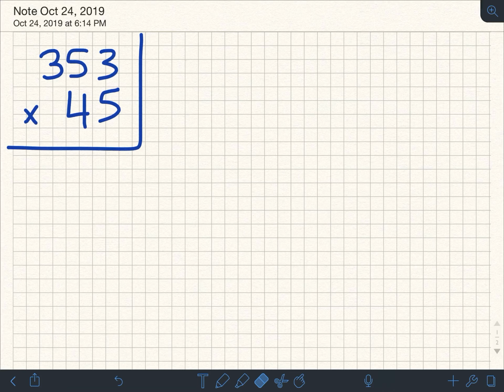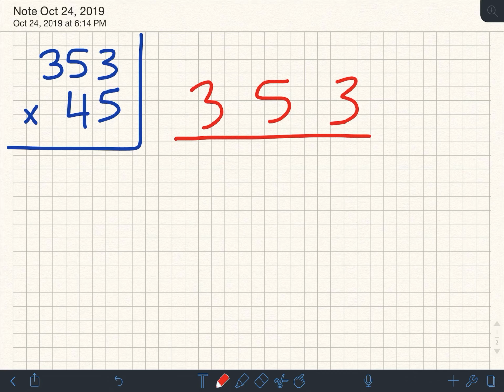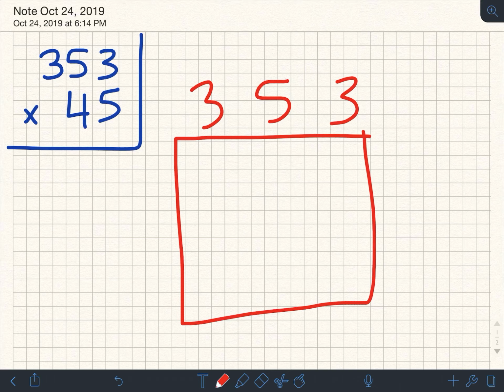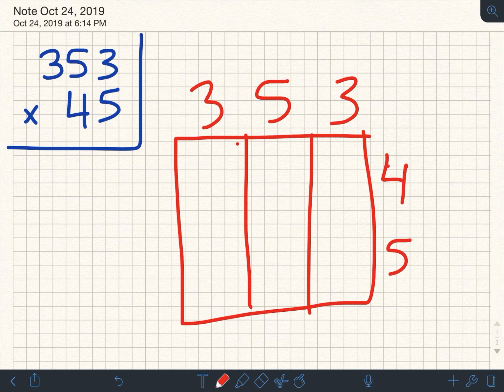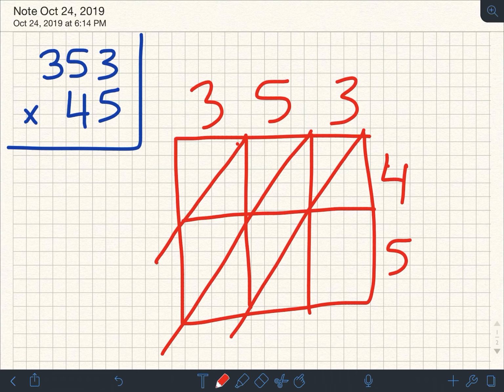So 353, I'm going to write 3, 5, 3, and then I'm going to make my box, and I'm going to have 3 columns, and then my 45, I'm going to write my 4 and my 5 like this on the right side, and then draw my line to create my rows. So then this is the tricky part of the setup: you draw a diagonal line through every box. Like that, and like that, and like that. And this is the setup.